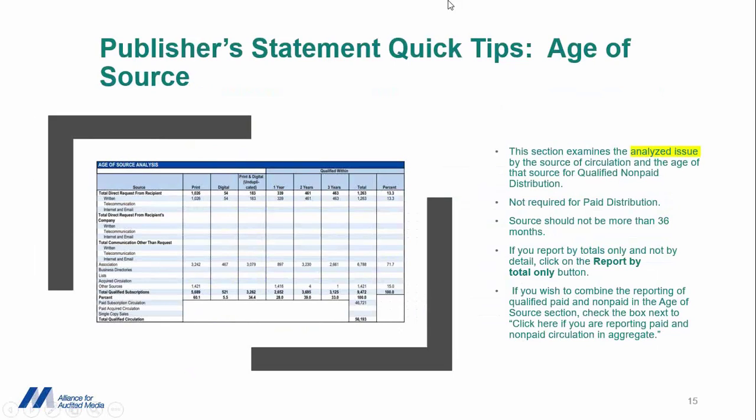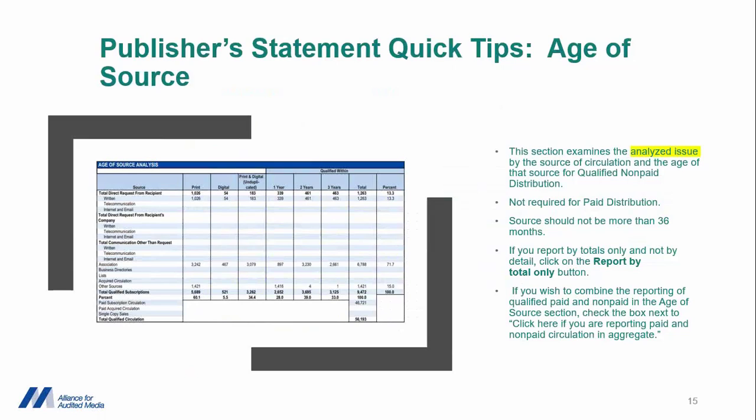The next section is the age of source. The age of source section, this takes your analyzed issue, and it's going to break it down by the age of source for your qualified non-paid. How old was that source information, such as a written communication, or was it telecommunication? It wants to know the age of the source. Age of source can't be more than 36 months old. This is not a requirement for paid, but it is a requirement for your qualified non-paid distribution.